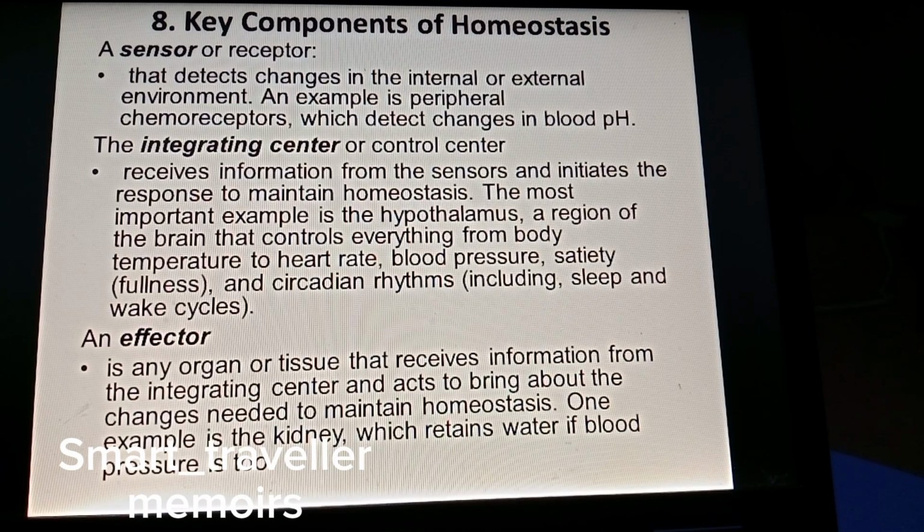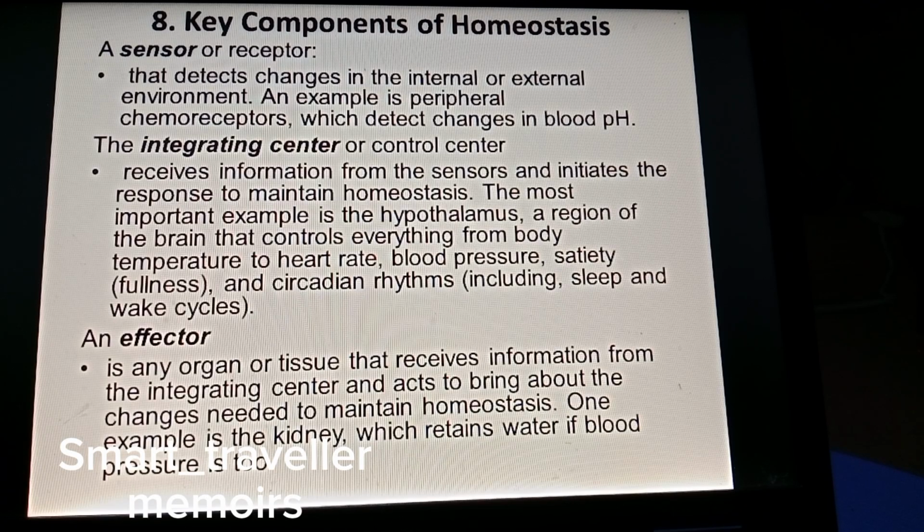The integrating center or control center receives information from the sensors and initiates a response to maintain homeostasis. The most important example is the hypothalamus, a region of the brain that controls everything from body temperature to heart rate, blood pressure, satiety, fullness, and circadian rhythms, including the sleep and wake cycle.